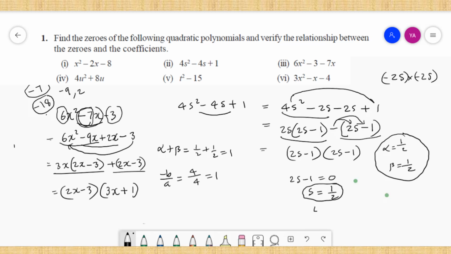Then you can continue. The balance I leave to you. You have to find the zeros and verify the relationships.